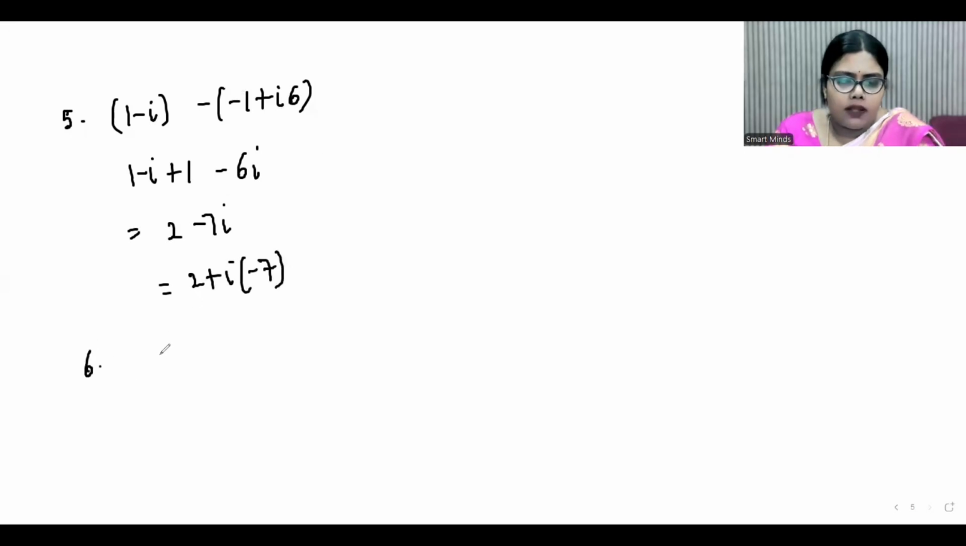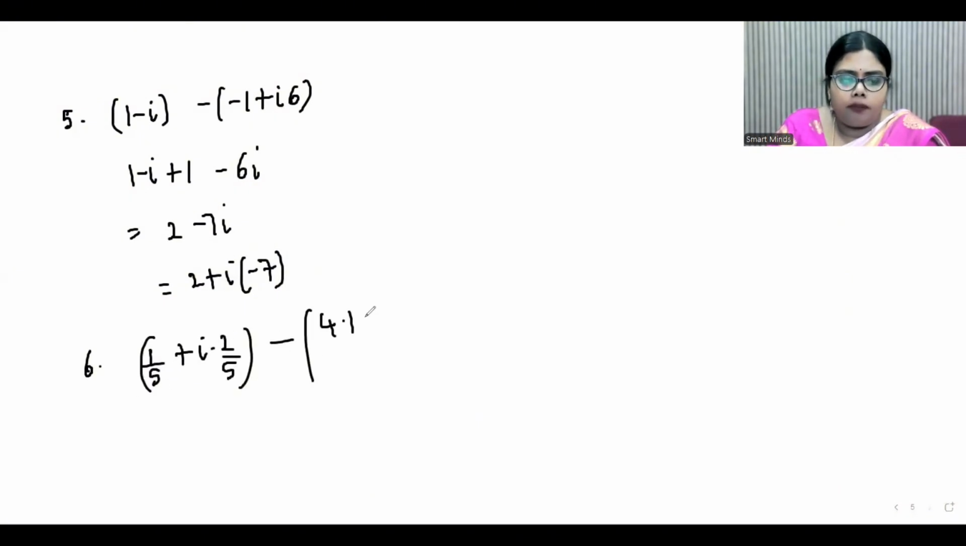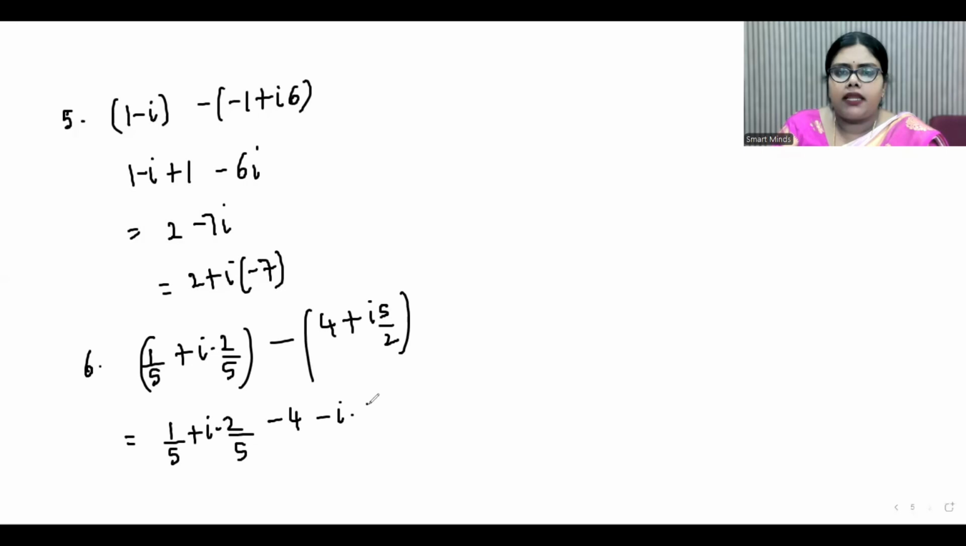Next, take the sixth one. 1 by 5 plus i into 2 by 5 minus 4 plus i into 5 by 2. So that is, open the brackets. 1 by 5 plus i into 2 by 5 minus 4 minus i into 5 by 2. Now first let us simplify 1 by 5 minus 4.